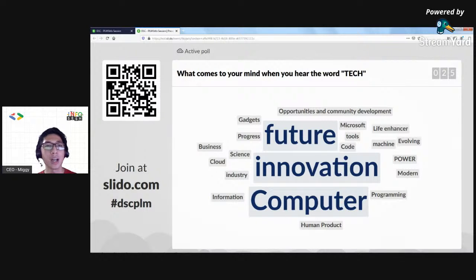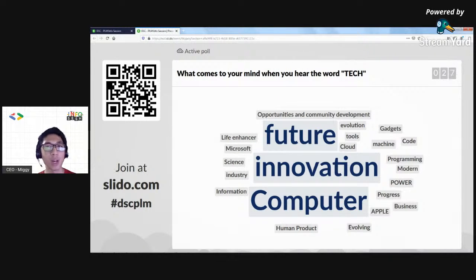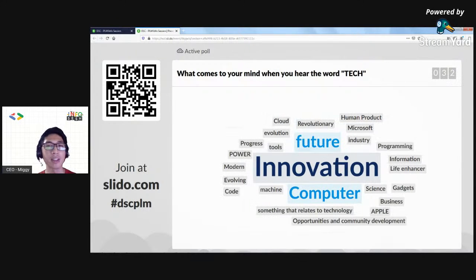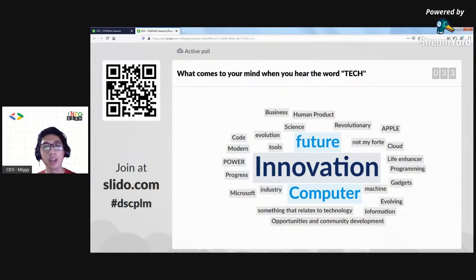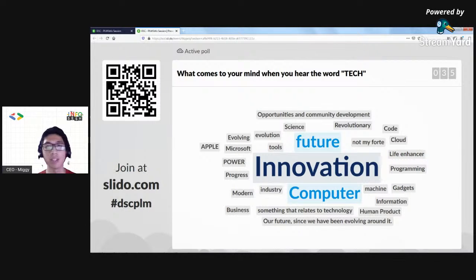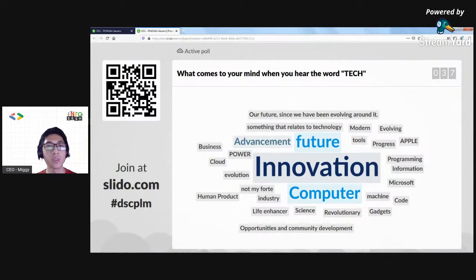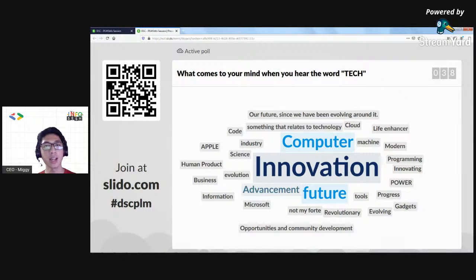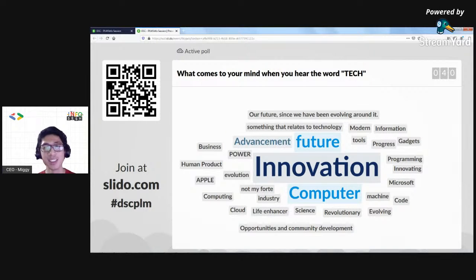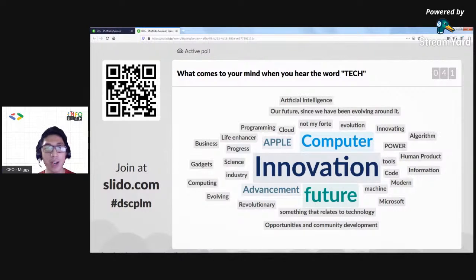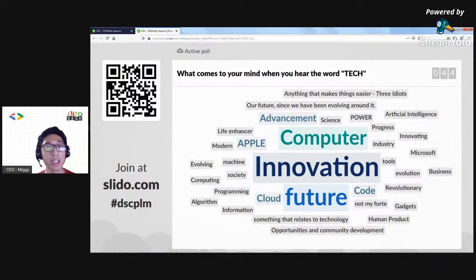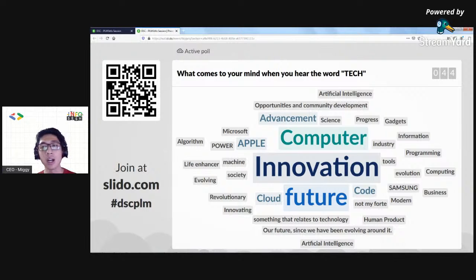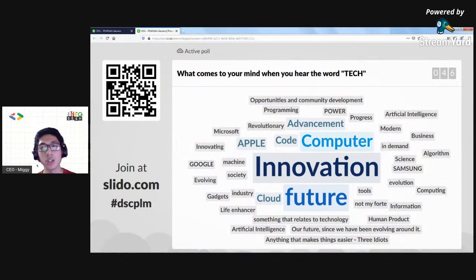So as you could see, when you hear the word tech, it seems that everyone is relating it to future, computer, innovation. That's really nice to hear from all of you. So advancements, power, science, Microsoft, code, gadgets, programming. Yeah, it's really nice to hear. But so far, what we're seeing is that the common word that everyone seems to agree on is the word innovation. That's actually true.